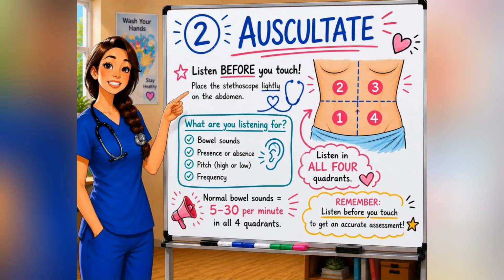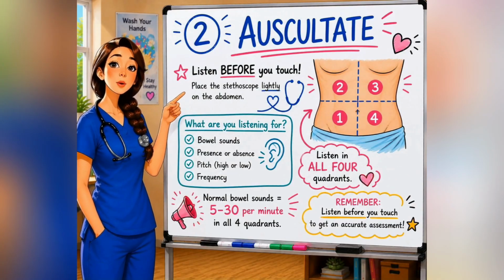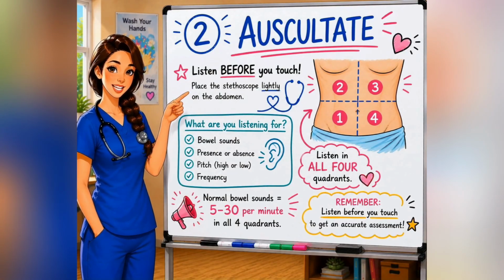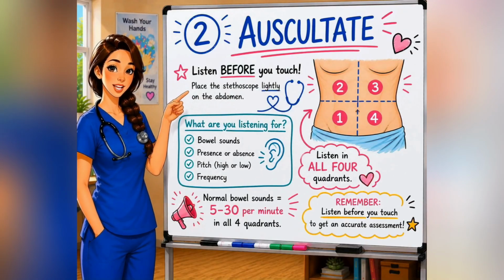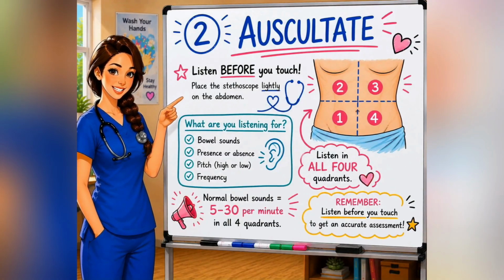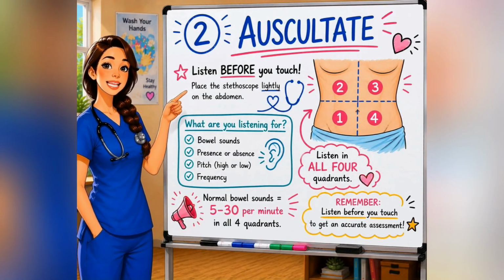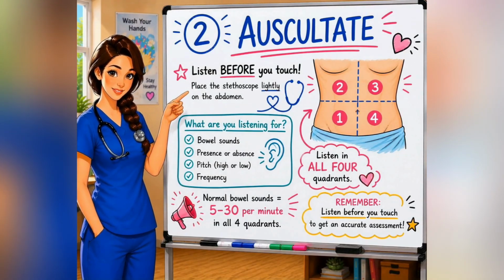Step 2. Auscultate. Listen in all 4 quadrants. Start in the right lower quadrant because bowel sounds are usually easiest to hear there. Then move through the remaining quadrants until you've assessed all 4 areas. Listen for bowel sounds before you touch anything. Determine whether bowel sounds are present. Remember, touching the abdomen first can alter bowel sounds and affect your assessment findings.